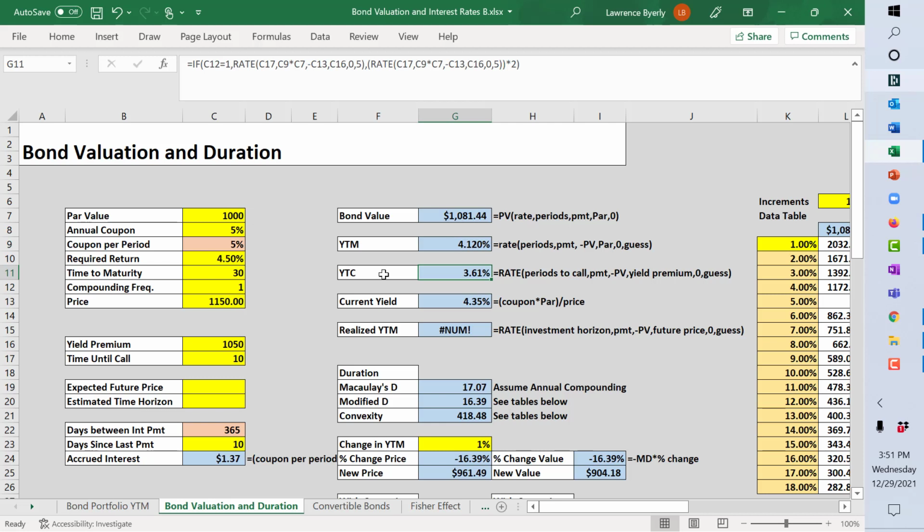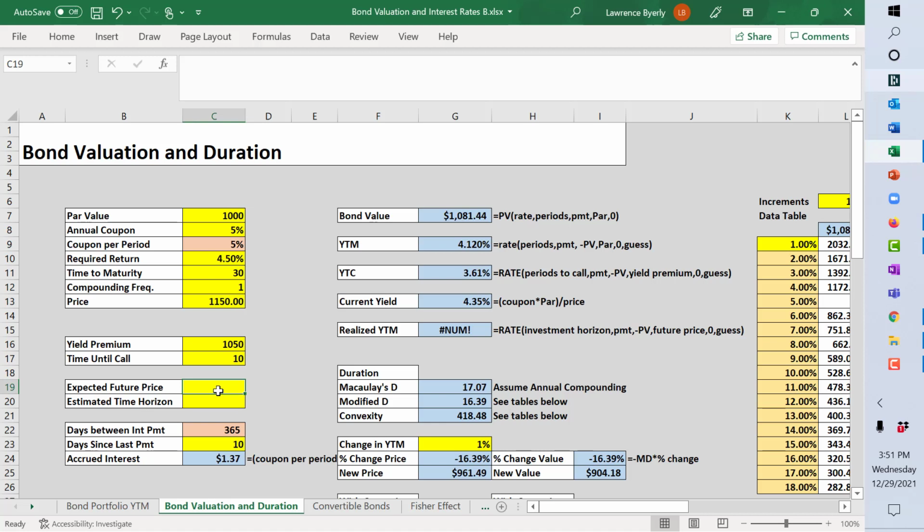So again, we have to hope that interest rates don't fall any further and entice the company to call back this debt. The current yield is just a calculation of the coupon, $50, divided by the price. So in this case, the current yield is 4.35%. It doesn't really mean all that much, since most people buy bonds for the long term and not the short term.